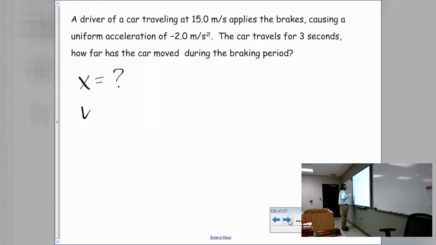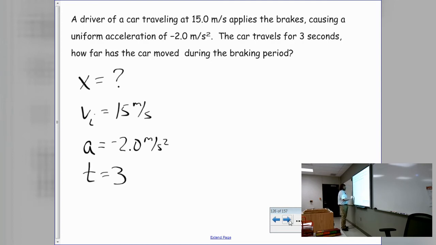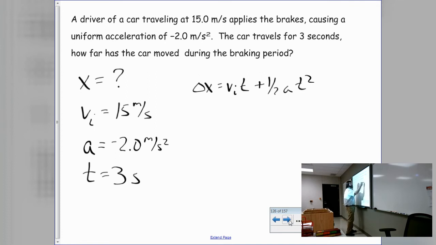That's the question mark. What we're given in the problem is our initial velocity, which is 15 meters per second. We're given our acceleration in this one of -2 meters per second squared. And we are given our time interval. Now, again, what's different from our last problem is that in this problem, we have our acceleration, but we don't have our final velocity. Again, the equation that we're going to use is the one we just derived. Our displacement is equal to our velocity initial times time plus half our acceleration times time squared.